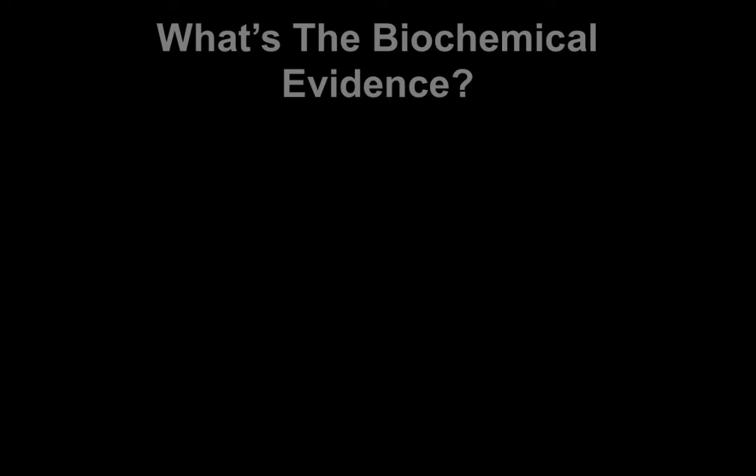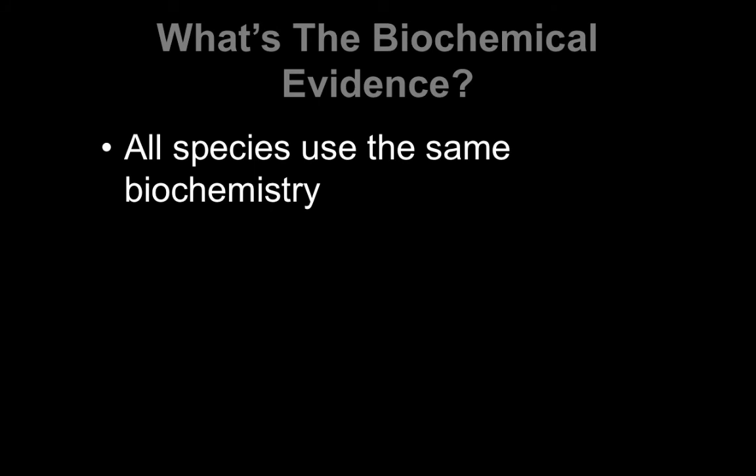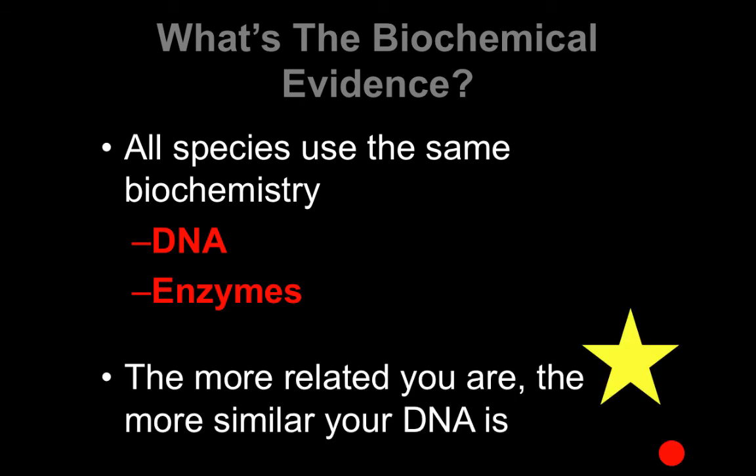Now lastly, let's look at biochemical evidence. And this means that it has to do with all species using the same basic biochemistry. We're really talking here about DNA and enzymes. We can also talk about things like similar metabolic functions, things like they do photosynthesis in the same basic way, we do cellular respiration in the same basic way, that kind of thing. And the key thing here is the more related you are, the more similar your DNA is.